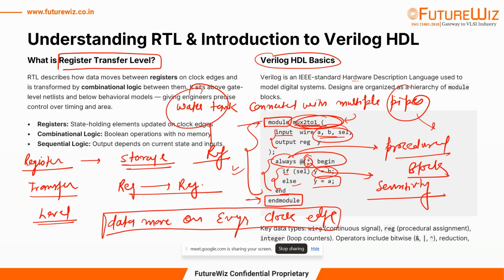So you have some key data types, you can just see. Wire is basically representing the continuous signals, right?